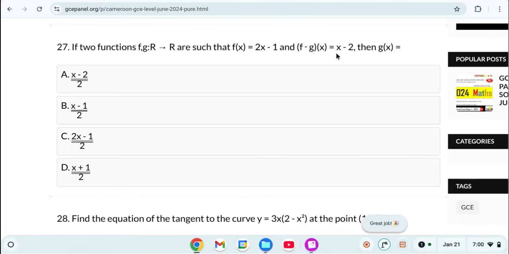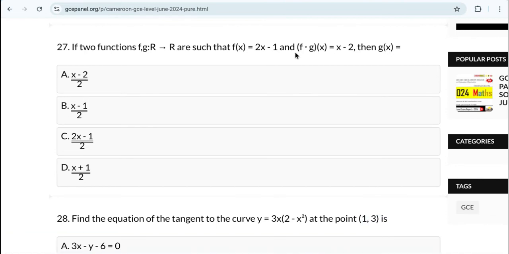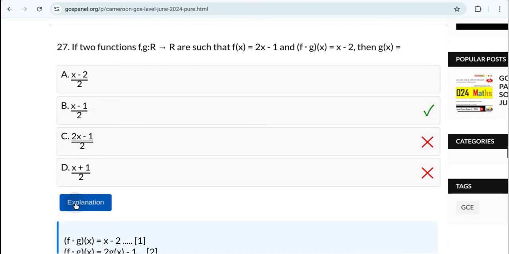Because f of g of x means we substitute the function g in f, and if we do that, we're going to have 2g of x minus 1. That's f of g of x, but the result you're going to have is x minus 2. So 2g of x minus 1 equals x minus 2, and we solve for g of x and see what we're going to get. Alright, so the key is B.